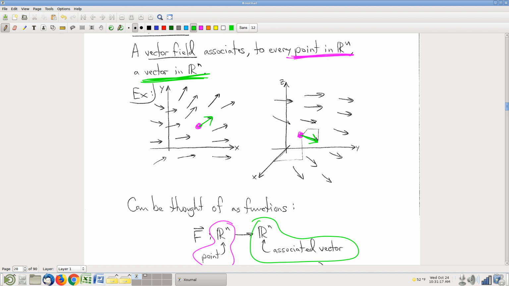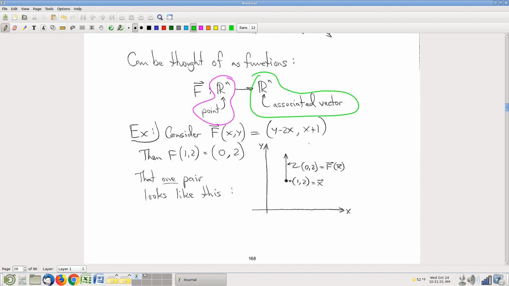You give me a point, there's an associated vector. Input, output. Anyway, so we use this as a means of writing down the vector fields, but then, of course, you also need to draw pictures of the vector fields. So just to see how this works as functions, here's an example of a vector field written as a function. F of x comma y equals, that formula.